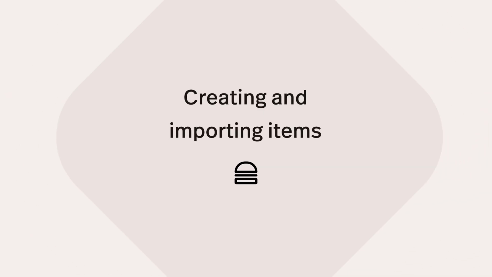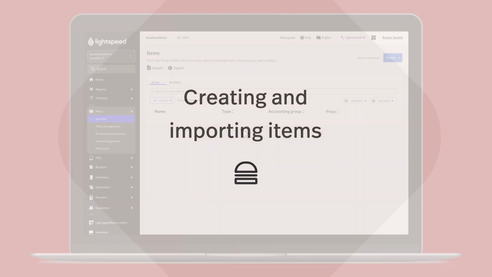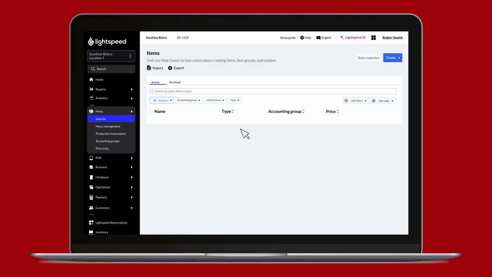Now let's create some items and build a menu. If you were previously using a different POS system, you can export your menu to a file and import it into Lightspeed Restaurant. We've got a link in the description below that will go into the details. But the simplest way to manually enter many items is by using the manual import option of Import Items. On the Items screen, click the Create button and then the Multiple Items option.